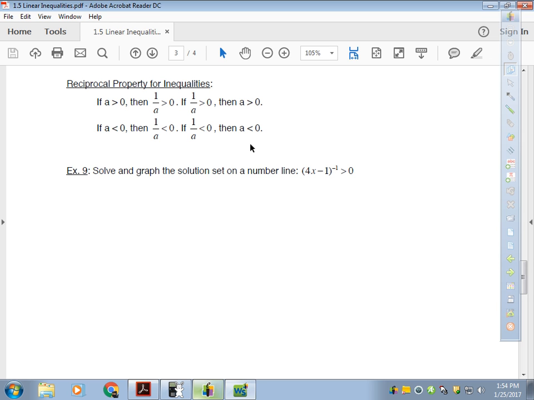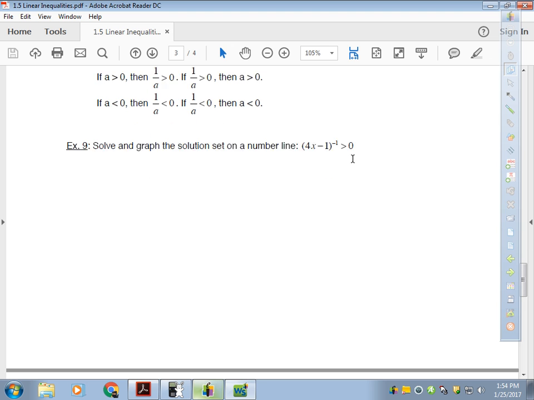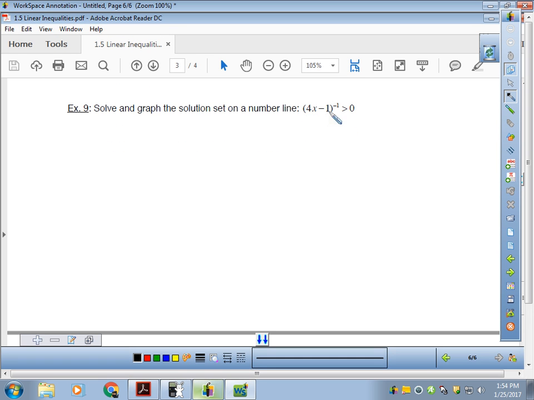The same thing works as well with negative numbers. If a is a negative number, then the reciprocal will be a negative number. If the reciprocal is a negative number, then the original number would be a negative number. And that does come in handy a little bit when solving inequalities, things like this. This one asks us to solve and graph 4x minus 1 to the negative 1 power is greater than 0. That negative 1 power there means that this goes on the bottom, so this is really 1 over 4x minus 1 greater than 0. That's what that negative exponent means. It means this goes on the bottom of the fraction.